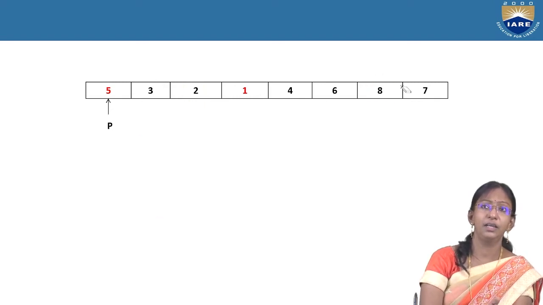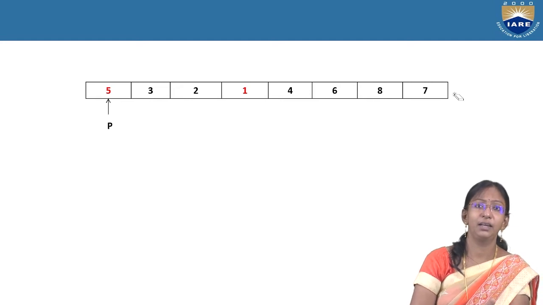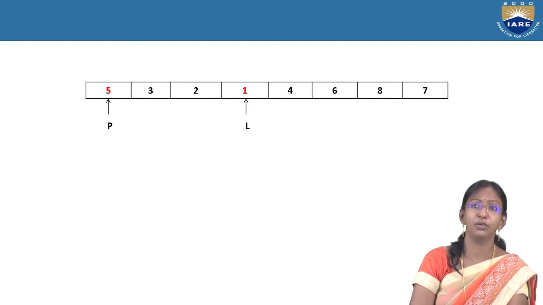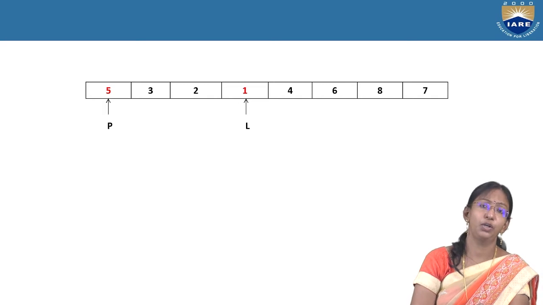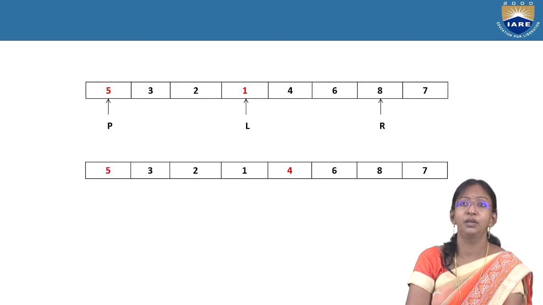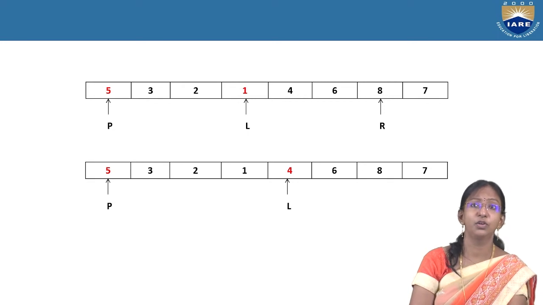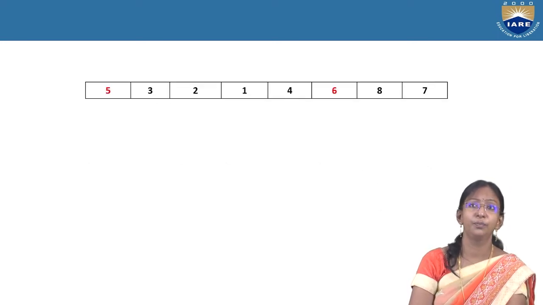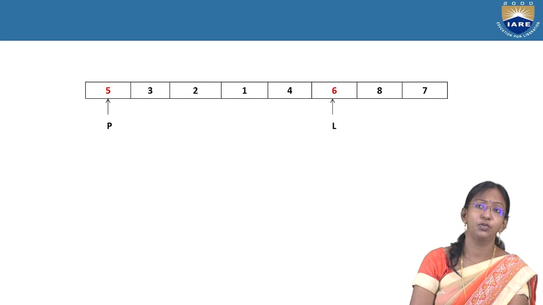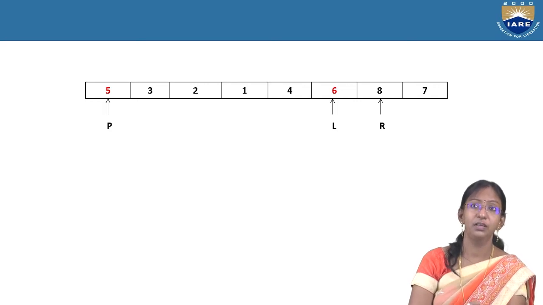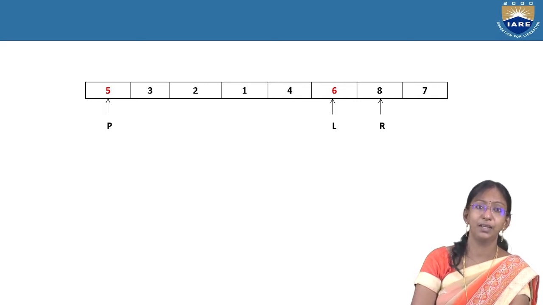Now again, my left and right are fixed. They are not going to change. So now left is pointing to 1, which is an element lesser than the pivot. So move. Now my left is pointing to 4, which is lesser than 5. So again it is going to move. Now my left is pointing to 6, which is greater than the pivot. So left halts. Now it is the time for right.